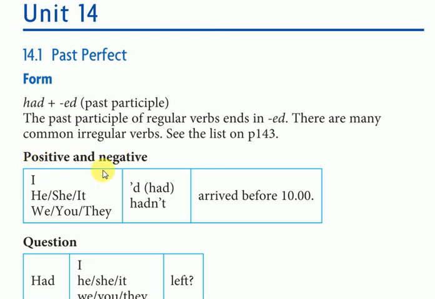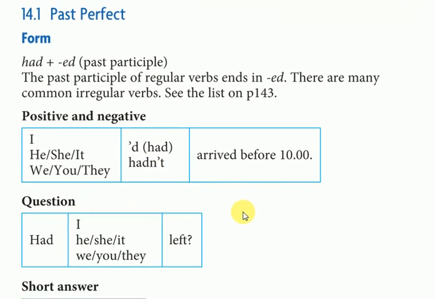So here we can see positive and negative. I had arrived before 10. Had is the helping verb for the past perfect. And after had we use verb 3, the third form of the verb, arrived. So, I had arrived before 10. If you are going to make the negative, I hadn't arrived before 10. To make the negative we use hadn't, that is, we use not with had, so it becomes a negative sentence.